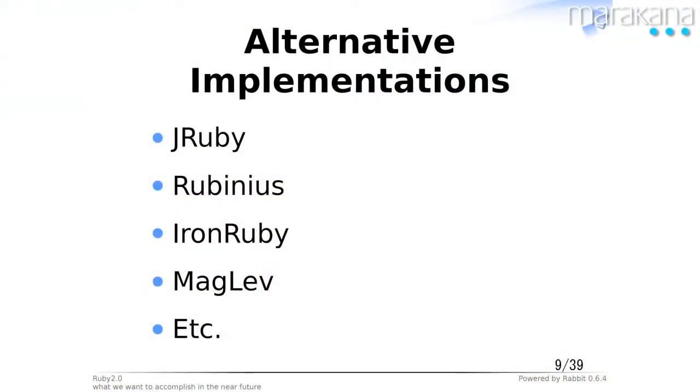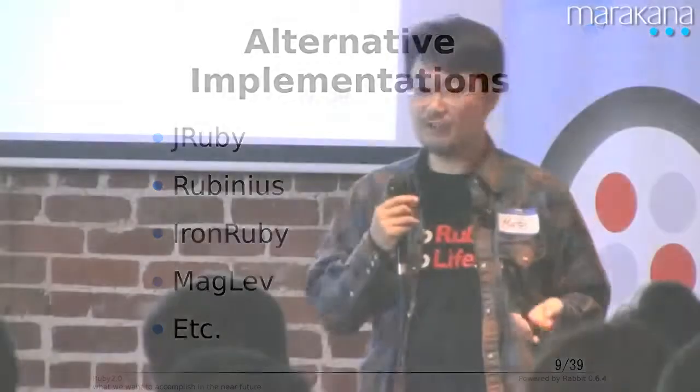And Ruby 1.9 was released about 1.5 years ago, and the Ruby world is gradually shifting to 1.9. We also have alternative implementations like JRuby, Rubinius, IronRuby, and MagLev. You may not know MagLev, but MagLev is a Ruby interpreter that runs on top of the VisualWorks Smalltalk VM. So it's quite fast, as a very optimized Smalltalk VM.